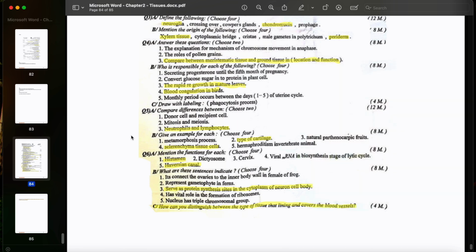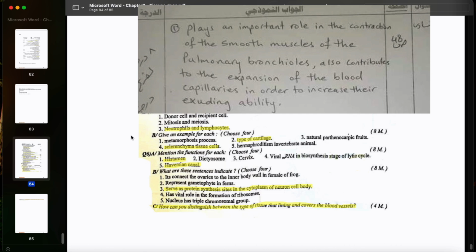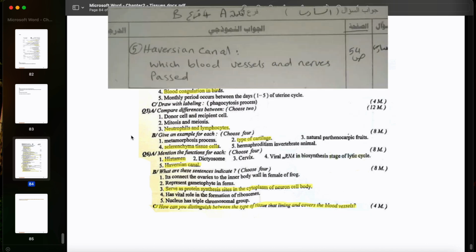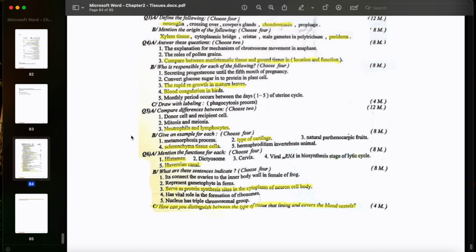In question 6a, they're telling you to mention the function for each of the following: histamine and the Haversian canal. What is the function of histamine? It plays an important role in the contraction of smooth muscles of the pulmonary bronchioles, and it also contributes to the expansion of the blood capillaries in order to increase their exuding ability or permeability. And the Haversian canal, we said that they allow the passage of blood vessels and nerves.